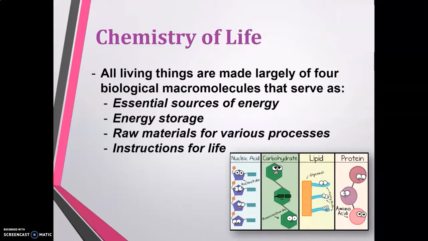So when we are talking about the chemistry of life, the molecules that are important in living things, there are four categories. And those four categories of molecules are listed here: nucleic acids, carbohydrates, lipids, and proteins. Those are the four macromolecules. Sometimes those are called biomolecules instead. And they perform important functions like important sources of energy, whether you are using that energy immediately or storing that energy for later. They are the raw materials for building different molecules in your body, and they also contain the instructions for making you who you are.